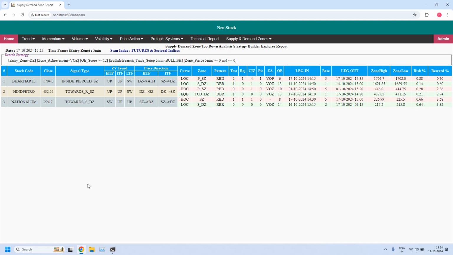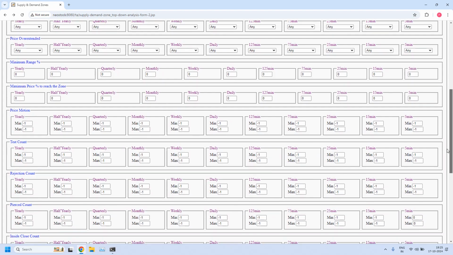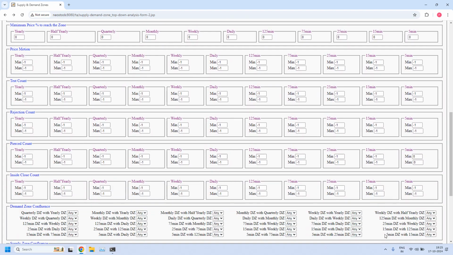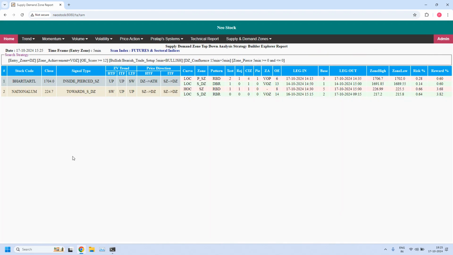Let's verify whether any of these three stocks are having ITF confluence. That is, the 5 minutes demand zone should be part of the 15 minutes demand zone. Let's verify. I'm enabling the filter 5 minutes demand zone with 15 minutes demand zone confluence. With this filter, we got two stocks. So these two stocks are having ITF confluence. That is, the 5 minutes demand zone is part of the 15 minutes demand zone.